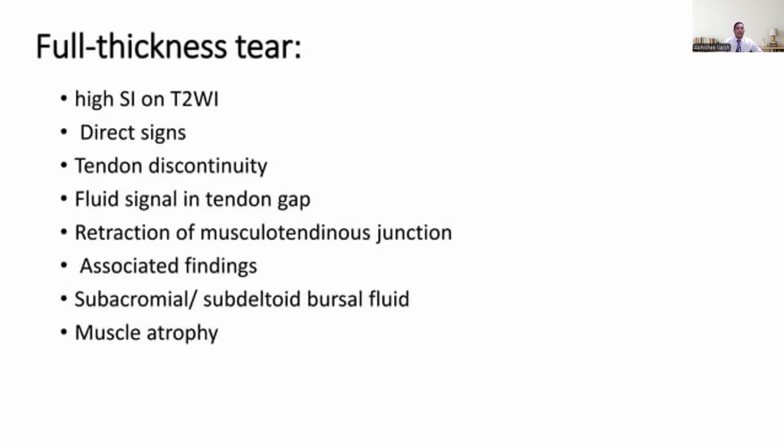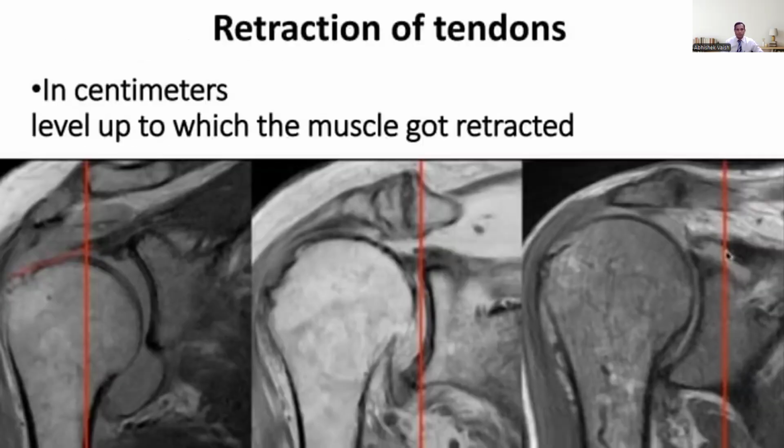You should know where the retraction is. Is it just lying at the level of the tuberosity, or has it crossed the coracoid? This will help you plan your treatment, whether it is repairable or not repairable. Then you also look at the subacromial bursa, the subdeltoid bursa, and also look for muscle atrophy. You have to measure the retraction of the tendon in centimeters, and from there you can plan your treatment.